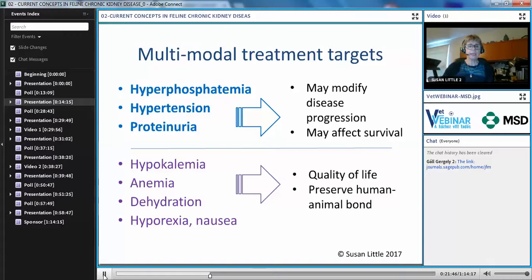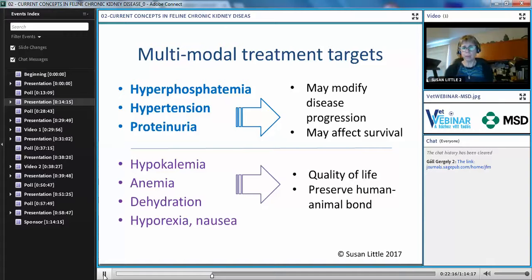And then there's a second group of treatment targets that might not necessarily have direct data that they slow disease progression or prolong survival, but they certainly have an impact on the cat's quality of life. And that helps improve the human-animal bond because owners don't like to see their cats sick and lethargic and not eating well. So we're also going to talk about treatment targets like hypokalemia.